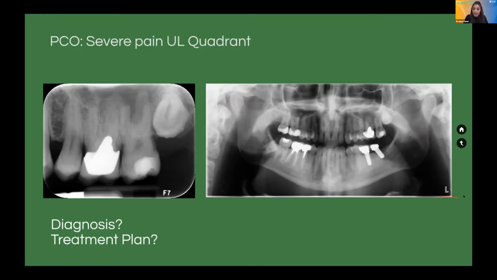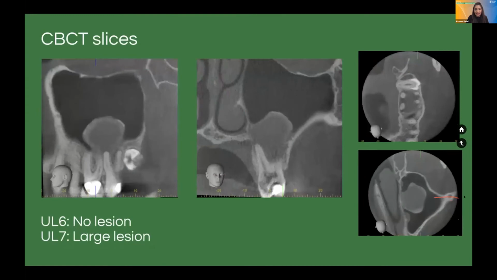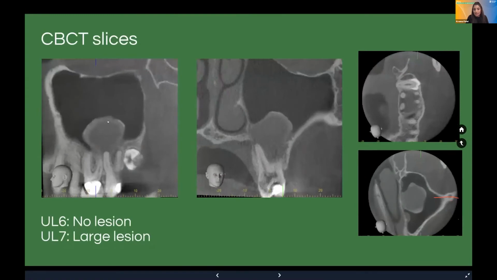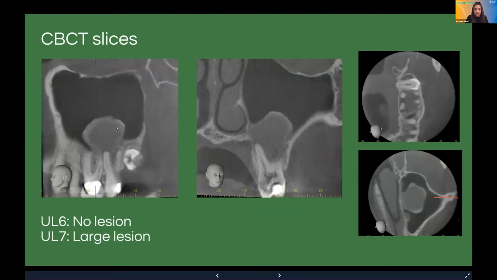Now, luckily, I had a cone beam CT on hand, and if we look at the cone beam CT, you can see that the lesion is actually fully associated with the 7. It's actually a massive lesion. There's no way we would have seen this size lesion on the radiograph, which is quite significant. And the 6 actually has no lesion whatsoever.